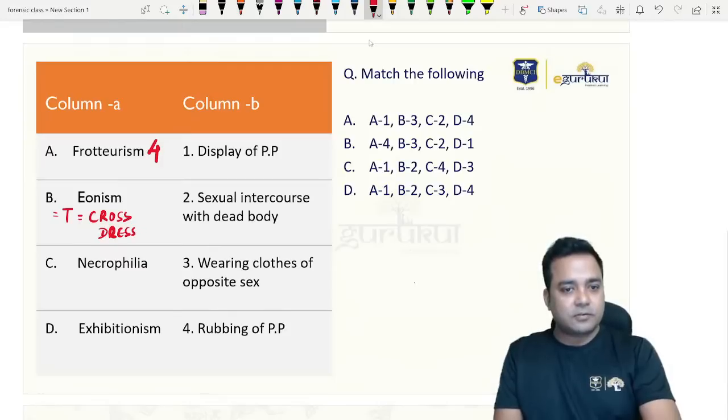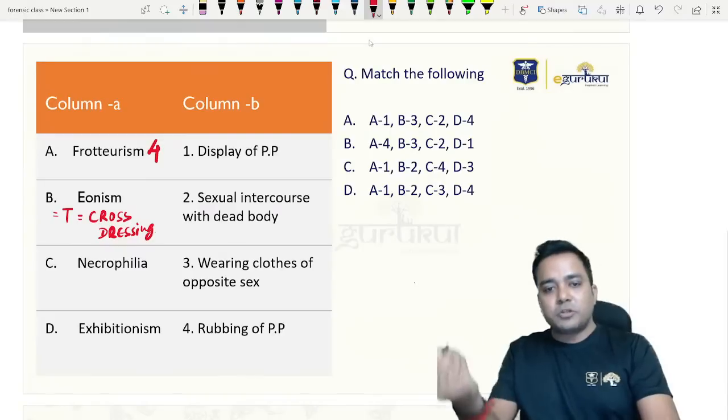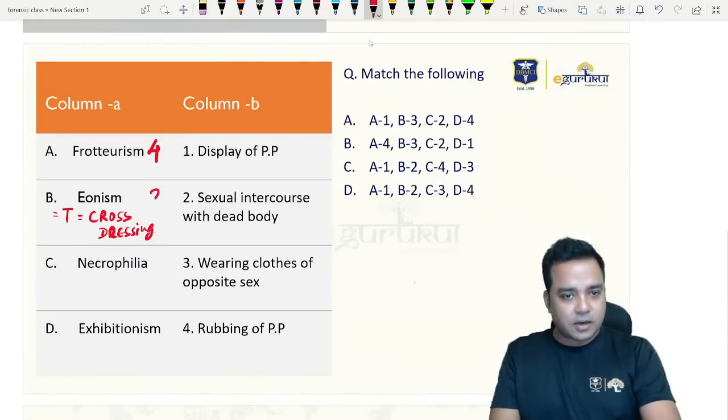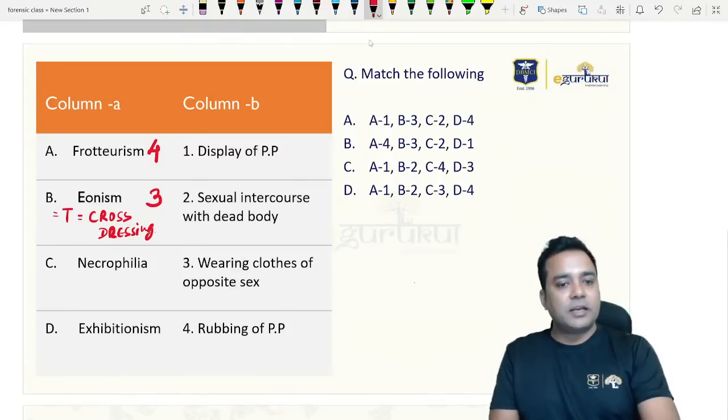Cross-dressing. Wearing clothes of the opposite gender when that is giving sexual gratification. So here you can write number 3. Necrophilia is sexual intercourse with dead bodies. Here write 2. Exhibitionism is display of private parts in public.